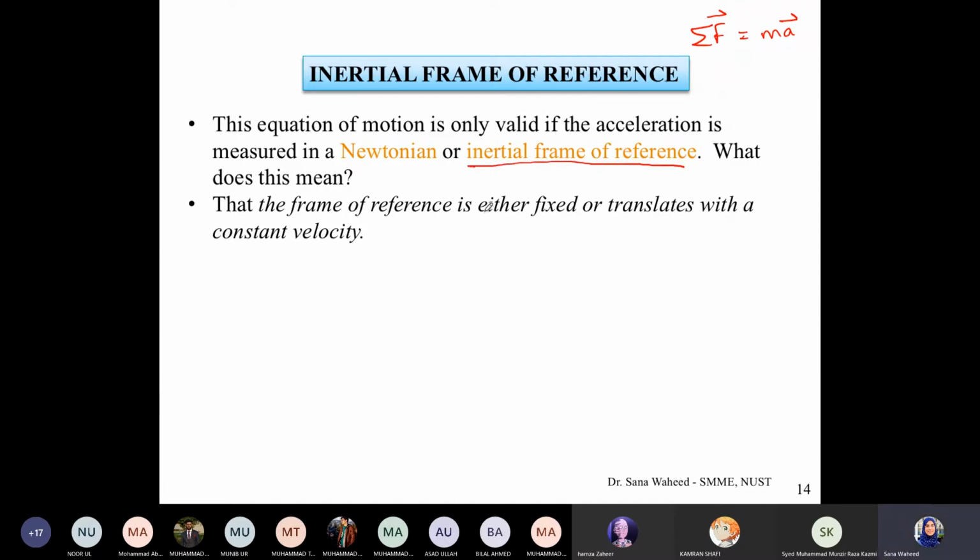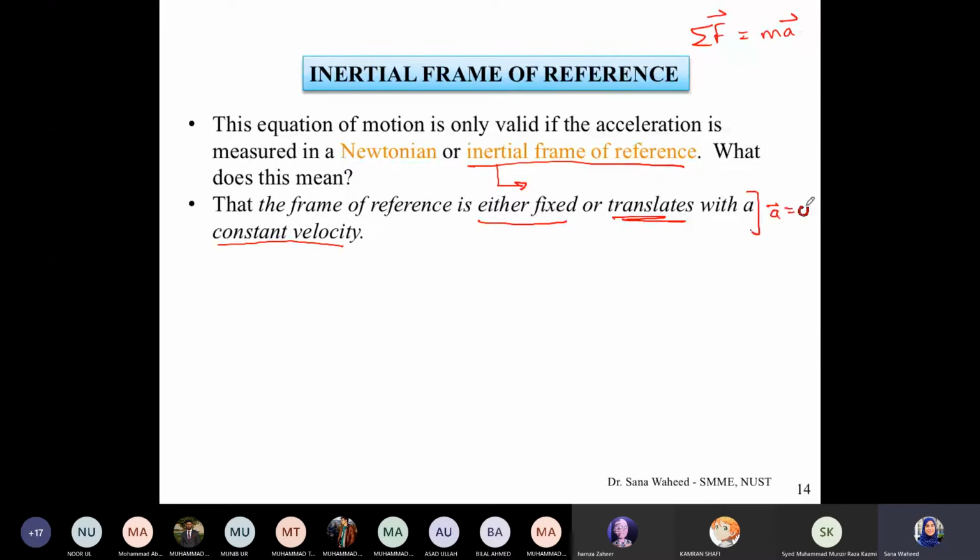Now, what is the inertial frame of reference? This basically means that the observer, our own observer who's looking at something's motion, does not have any acceleration. That is, if the observer or the frame of reference is at rest, so either it's at rest, either it's fixed, or it's only translating, it's moving with a constant velocity. Only then will it have no acceleration.